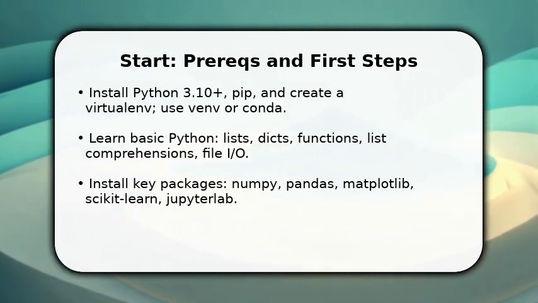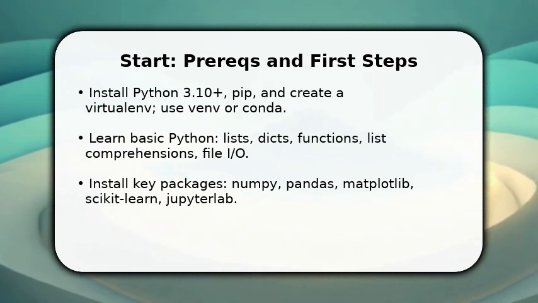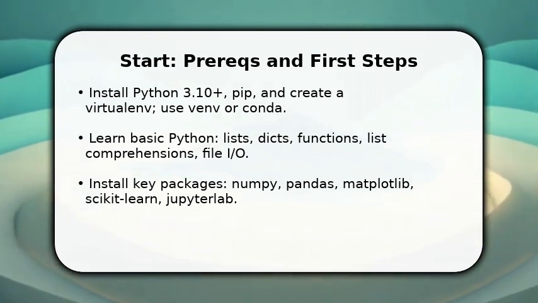You'll move faster if you keep examples tiny. One dataset, one pipeline, one metric per run.